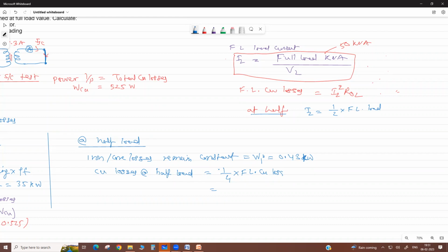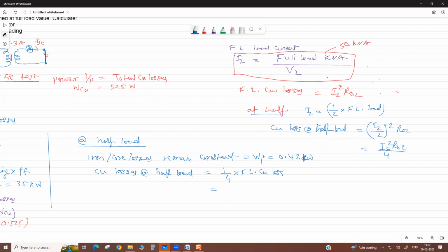Okay, so it is half of the full load. Now if we put half load and calculate copper loss at half load, then as compared to this, they become square times: I2 by 2 whole square R02. So it becomes 1/4 of your I2 square R02. It means at half load, it is 1/4 of your full load copper loss.